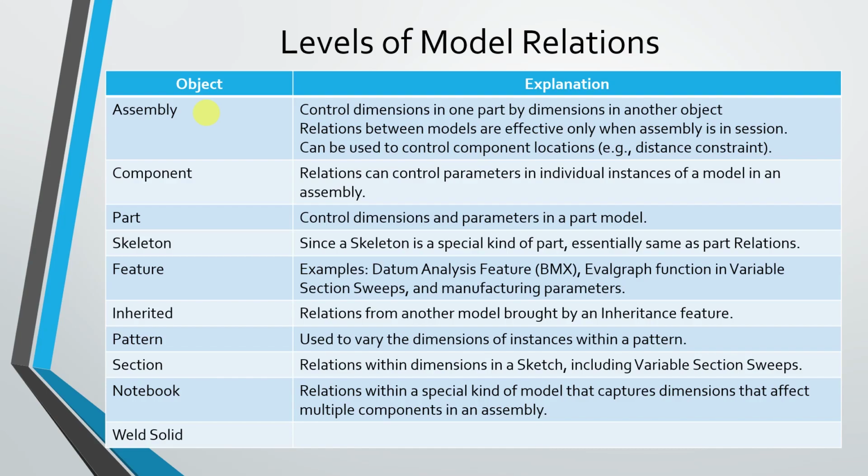Another big use of assembly level relations is to control the locations of components. For example, you could use relations to calculate a distance constraint or an angle offset constraint.